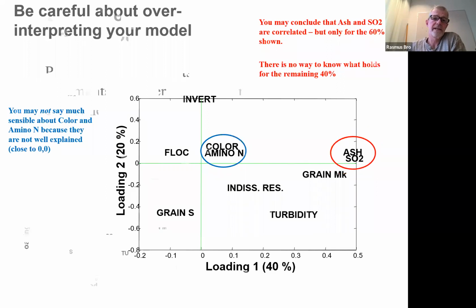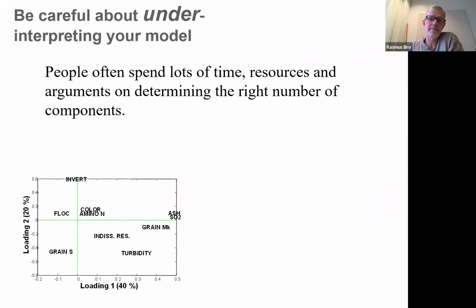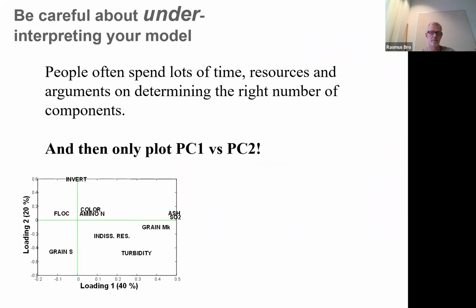So this is over-interpreting. There's also sometimes a risk of under-interpreting. I've seen too many scientific papers where people spend a lot of time trying to figure out how many components there are, but then they only discuss component 1 and 2. And I mean, there's nothing wrong in only discussing 1 and 2. They're typically the most important ones because they're big. But if you don't want to look at more than 1 and 2, you can skip this part.